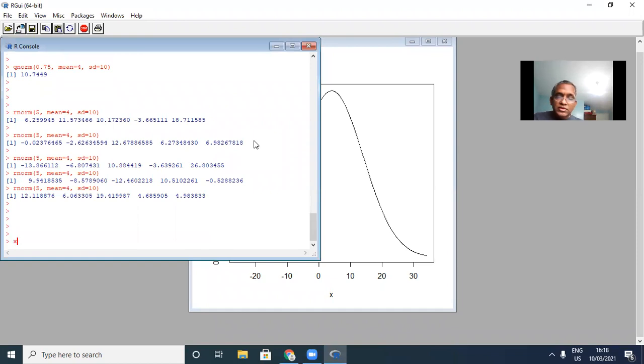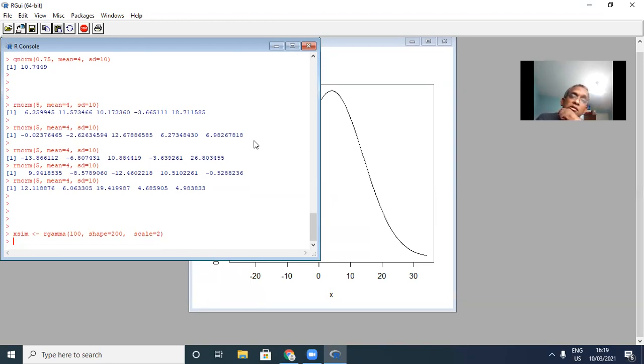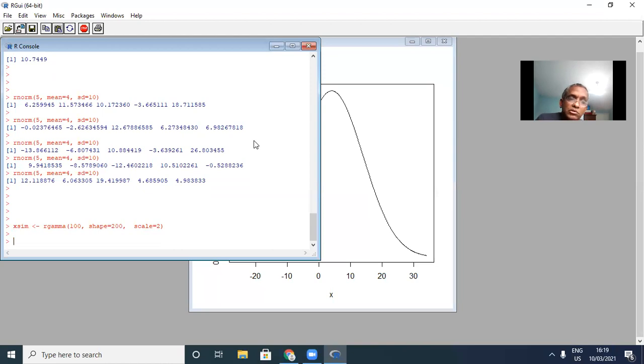So the first thing I'm going to do is simulate data from a gamma distribution. You might have done this in probability 1. Of size 100 with parameters 200. And remember, the gamma distribution has 2 parameters, the shape and the scale parameter, right? So here I'm taking the shape to be 200 and the scale to be 2.